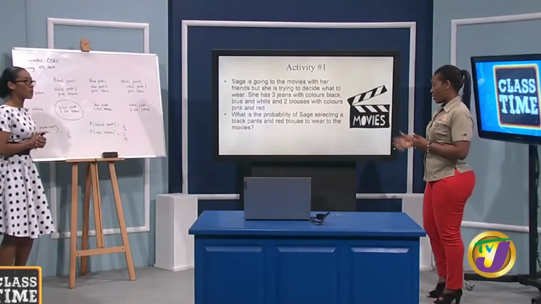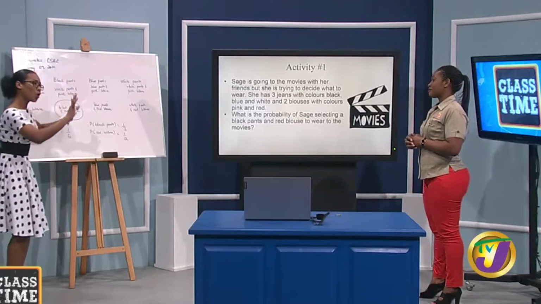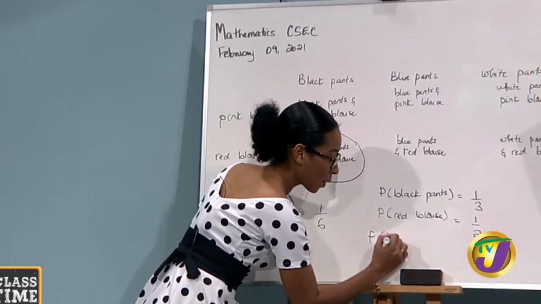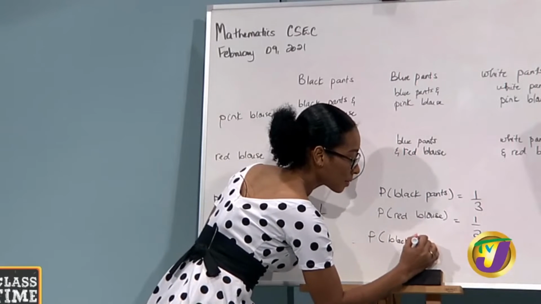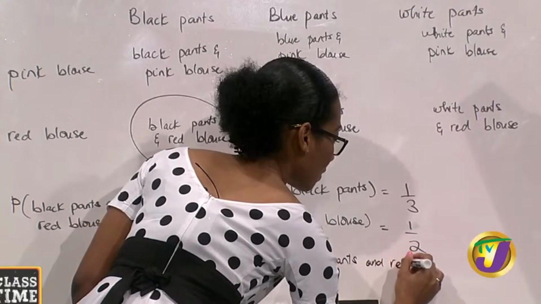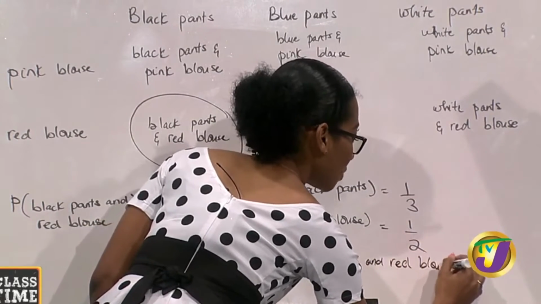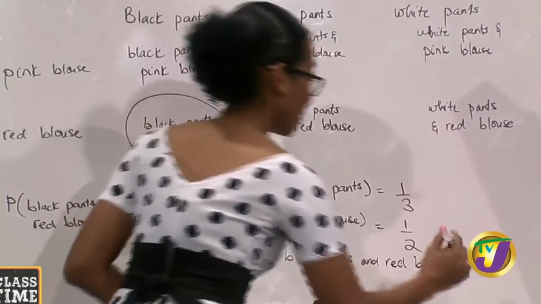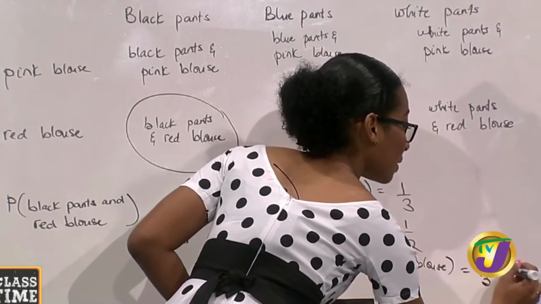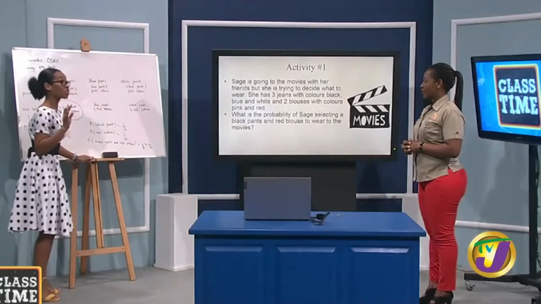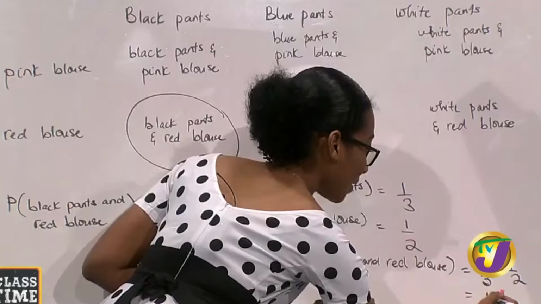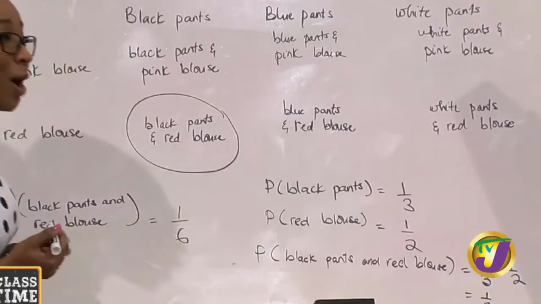I bet you never knew that. Well, show me. I'm going to show you. So the probability of wearing the black pants and the red blouse, the relationship between the combination of these probabilities is multiplication. So it's going to be 1/3 times a half, which gives us 1/6. Nice. Look at that.